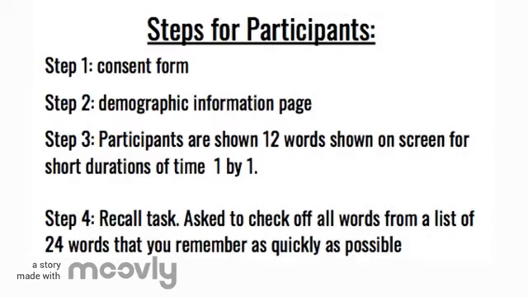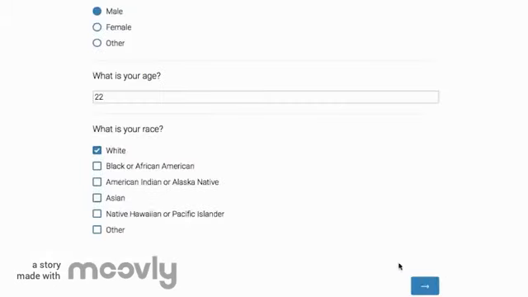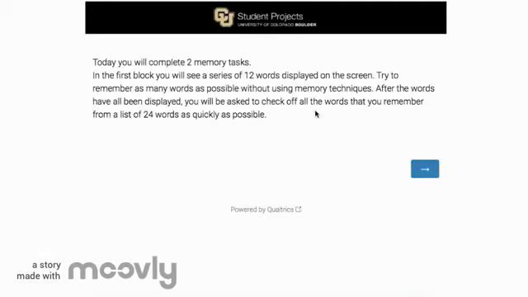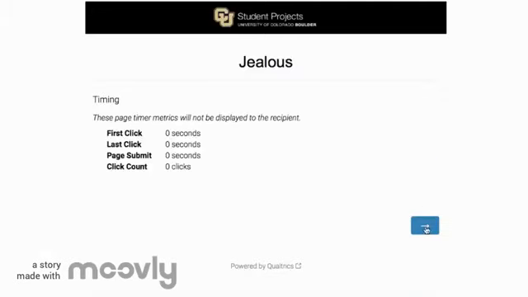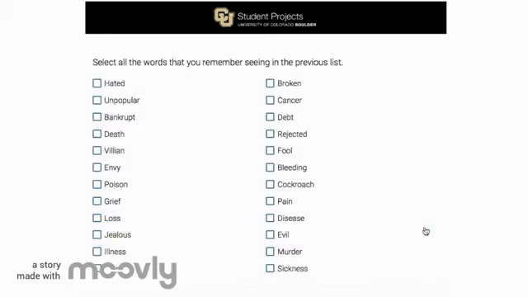The task functioned through several steps, including obtaining consent and demographics, followed by instructions for the word recognition tasks. Next, participants were shown a series of 12 words displayed on screen for short periods of time, and asked to remember as many words as possible without using memory techniques. Participants were then asked to check off all the words that they remembered from a list of 24 words as quickly as possible.